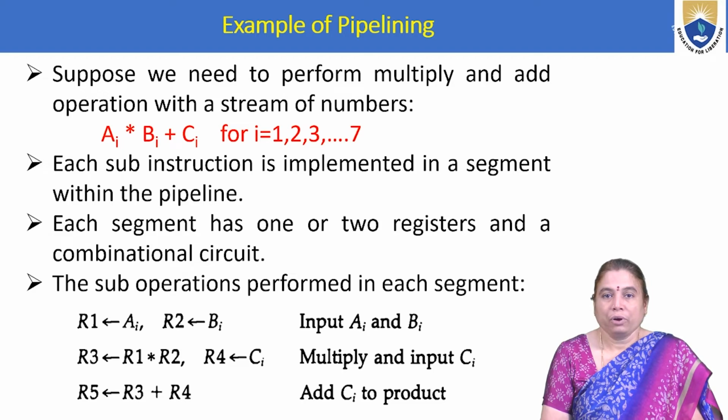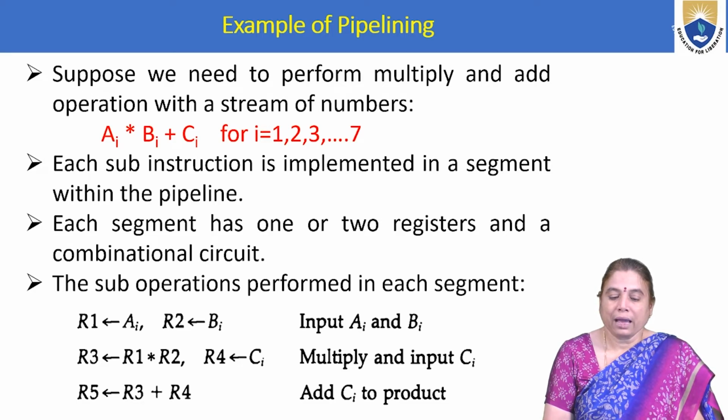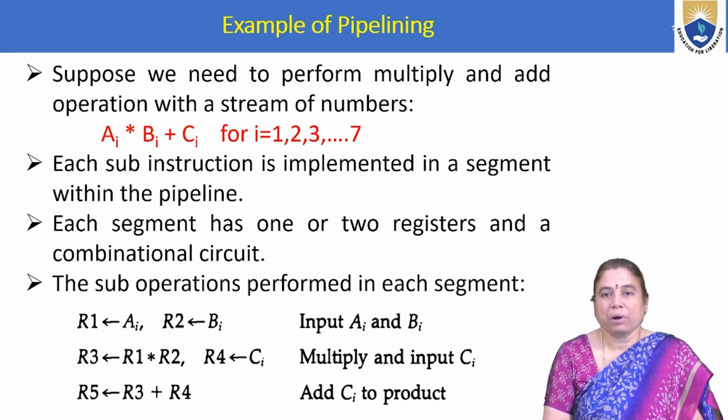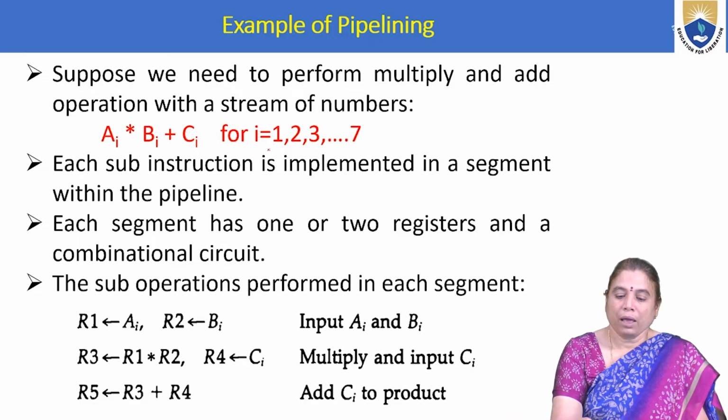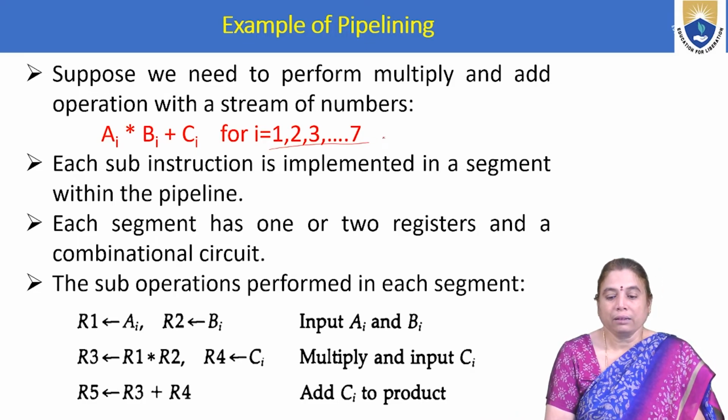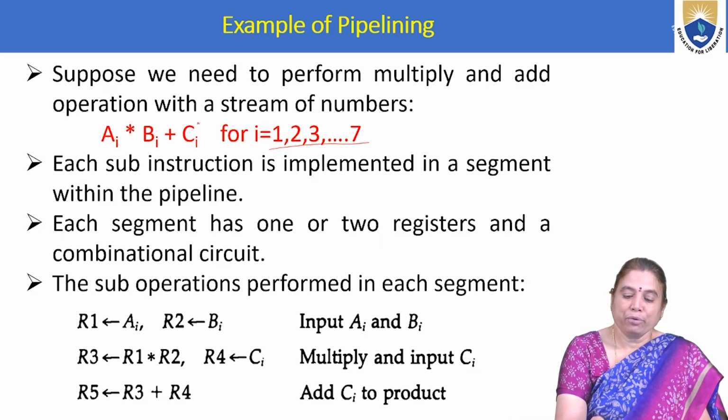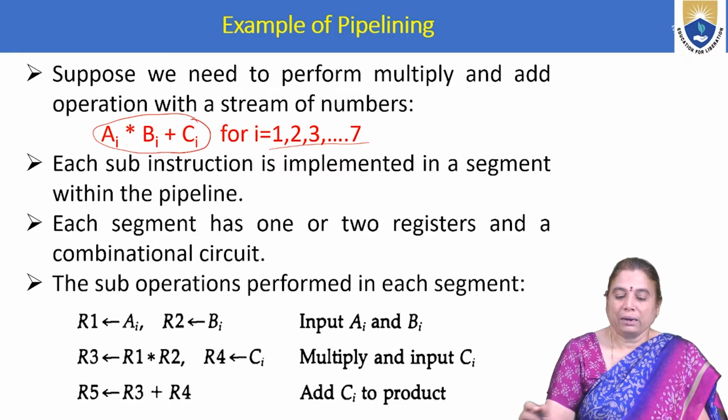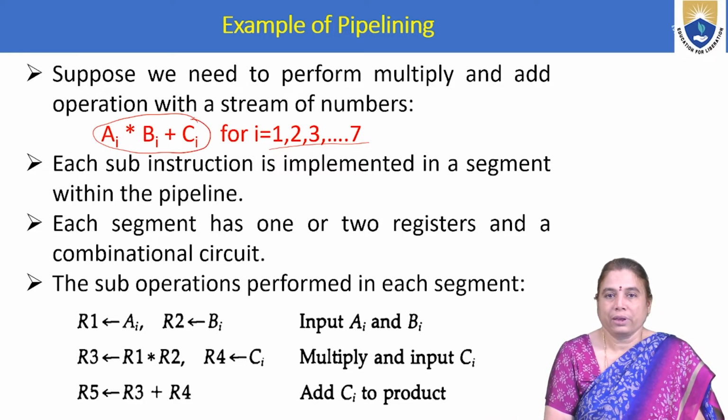Consider one example to illustrate the pipelining concept. Suppose we need to perform multiply and add operations with a stream of numbers. For example, i is 1, 2, 3 until 7 repetitions, and the processing task is A into B plus C, so a multiplication operation associated with an addition operation.